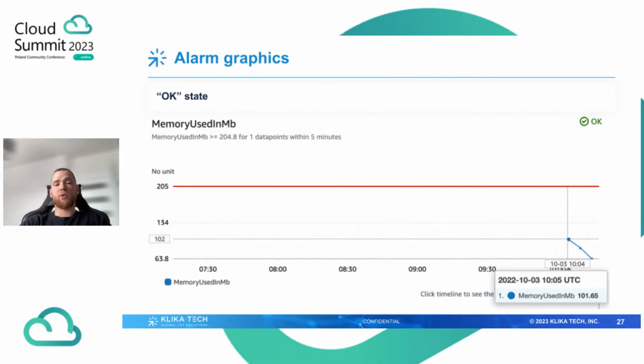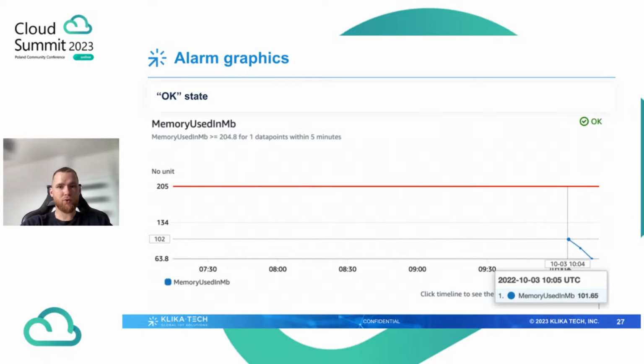Now let's take a look at some graphs that demonstrate how alarms are reflected in Amazon CloudWatch. On this slide, you can see a graph representing the memory used metric of a Lambda function. As you can see, the current state of the alarm is OK. And we can notice that there were a few calls to our Lambda, where the memory used metric exceeded 100.